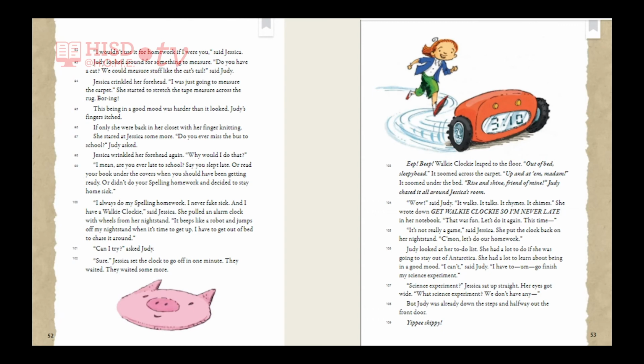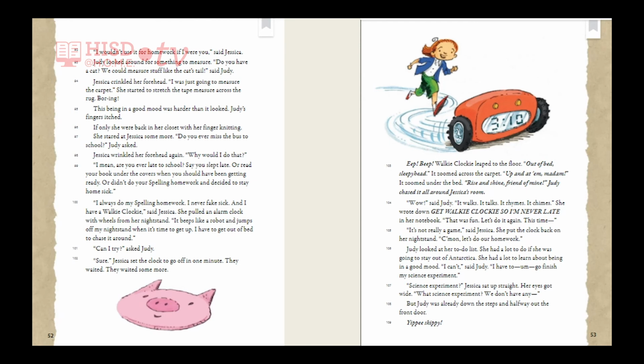Wow, said Judy. It walks, it talks, it rhymes, it chimes. She wrote down, "Get Walkie-Clocky so I'm never late," in her notebook. That was fun. Let's do it again. This time, it's not really a game, said Jessica. She put the clock back on her nightstand. Come on, let's do our homework.